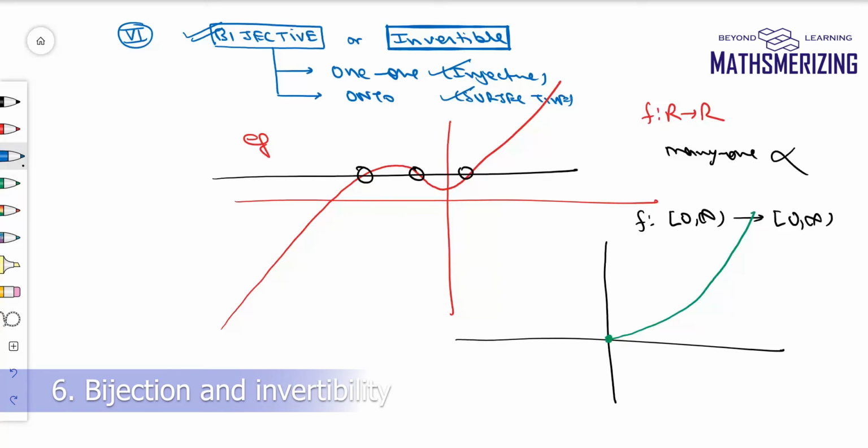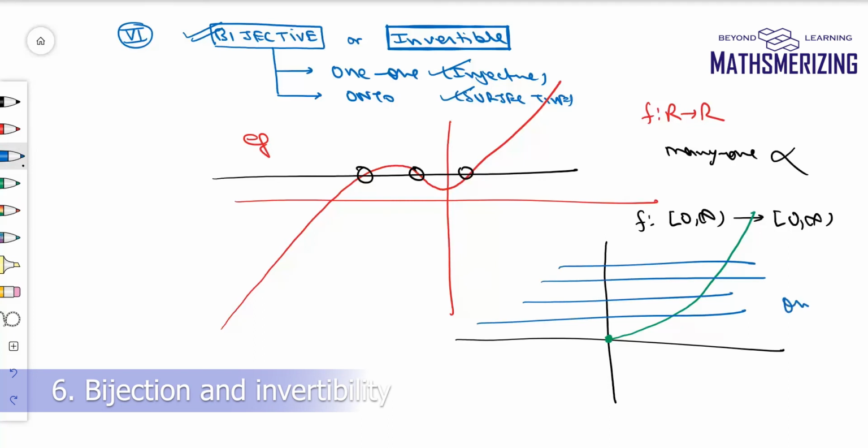Now what about this one? When I draw a horizontal line, I get only 1 point of intersection. So that means this function is a one-one function. Now what about range? The range is from 0 to infinity and the codomain is also from 0 to infinity. So when range and codomain are equal, this function is an onto function. Now when a function is both one-one and onto, it's a bijective function.